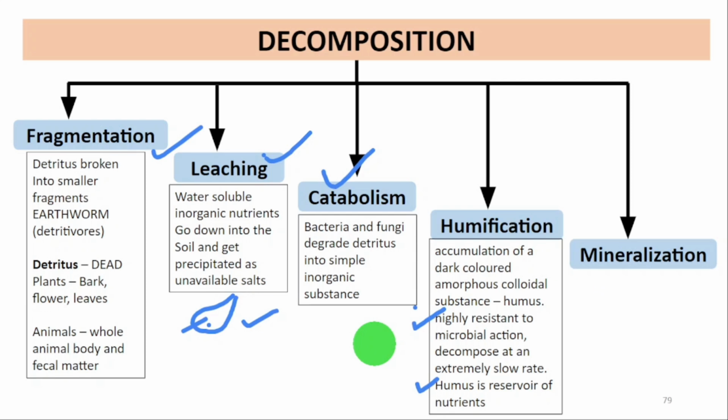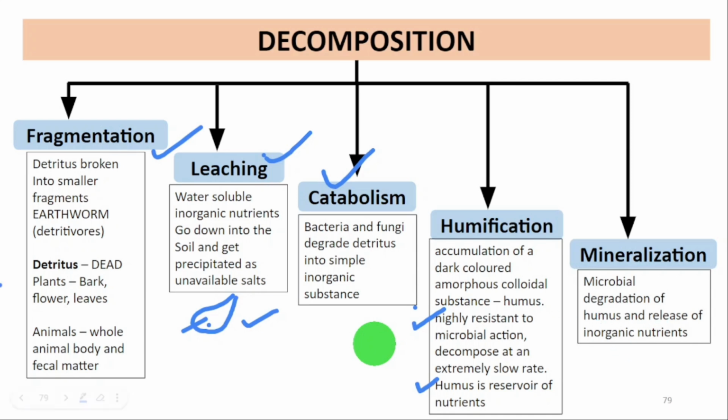And the last step is mineralization. Microbial degradation of humus and release of inorganic nutrients. So finally, the organic content converting into inorganic nutrients is mineralization. So this is how we study decomposition. It is studied in five different subtopics. And you need to remember the details of each and everything, because based on this content the question is designed.